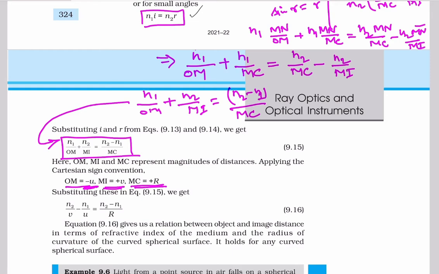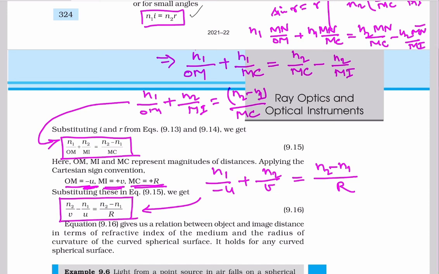Substituting this sign convention, we get N1 by minus U plus N2 by V is equal to N2 minus N1 by MC, that is R. Therefore, we get N2 by V minus N1 by U is equal to N2 minus N1 by R. And this is a relation between object and image distance in terms of refractive index of the medium and the radius of curvature of the curved spherical surface.